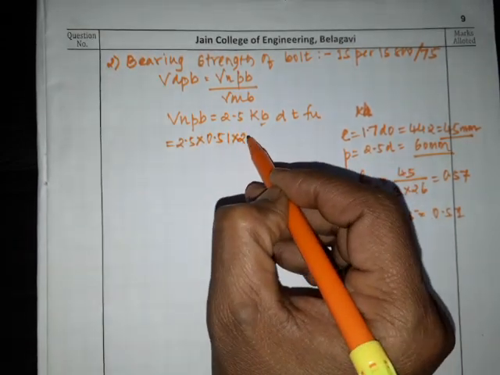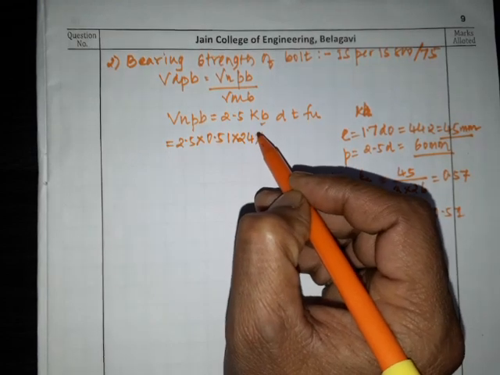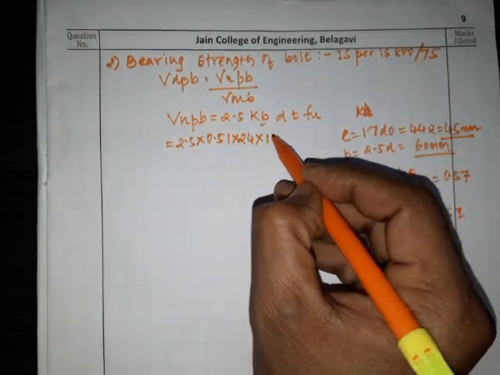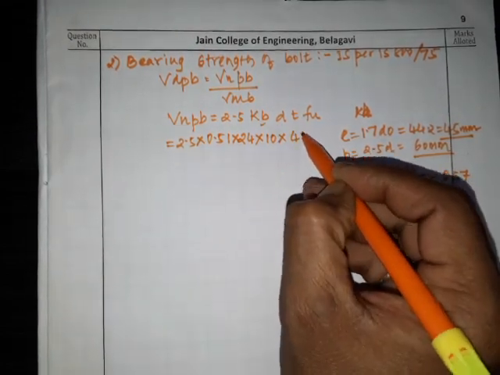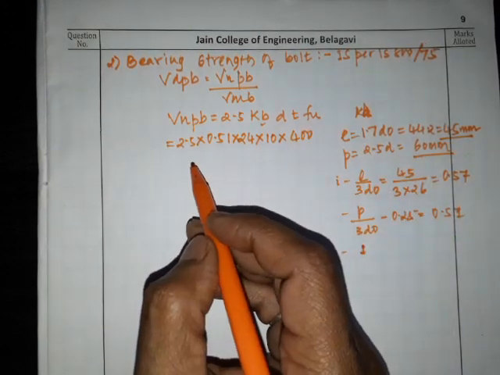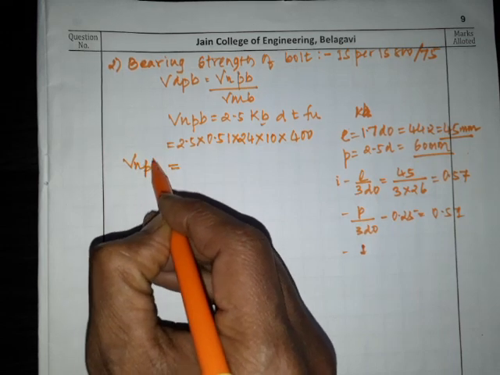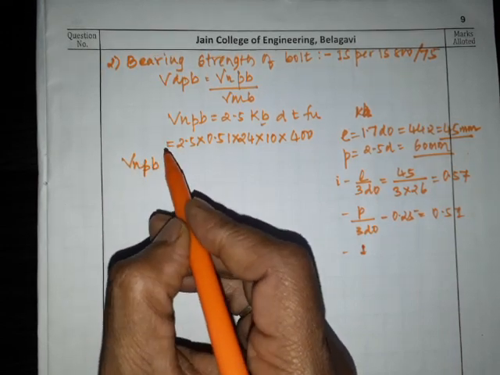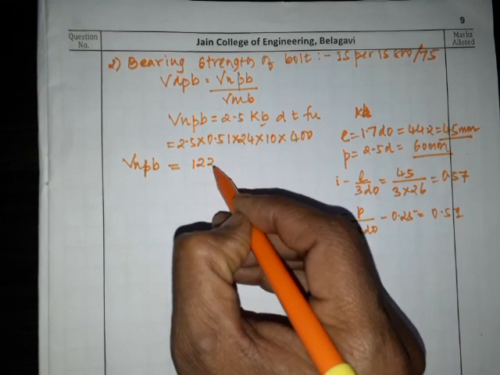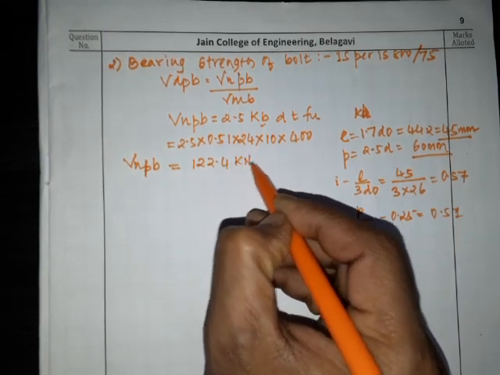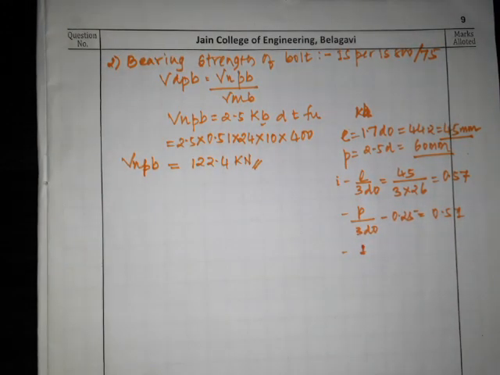So 2.5 into kb is 0.51, D the diameter is 24, the thickness of plate, that is the least, is 10 mm, into FU is 400. Okay, so we get VNPB is equal to 122.4 kilonewton.